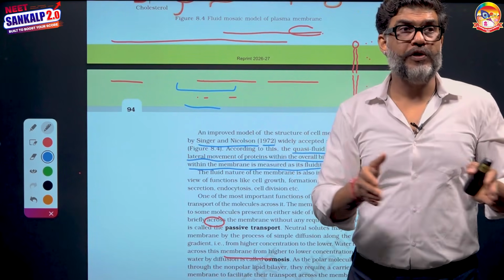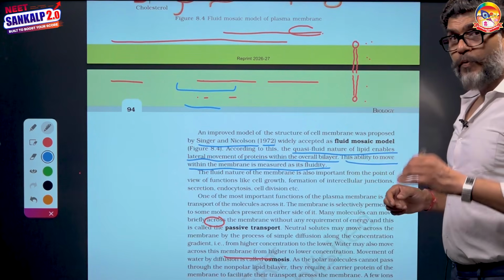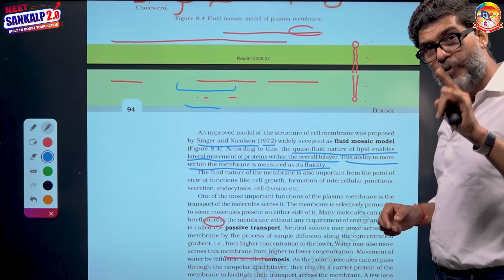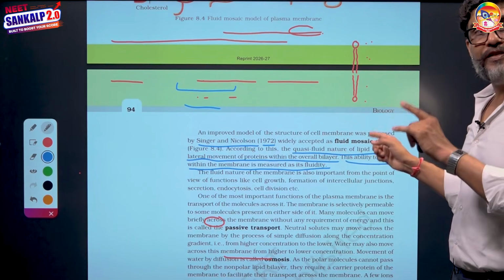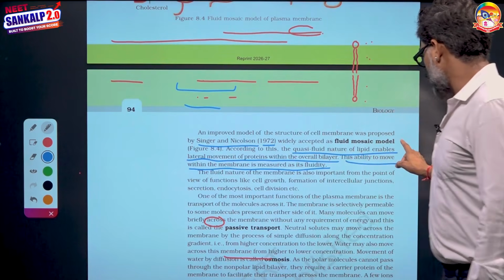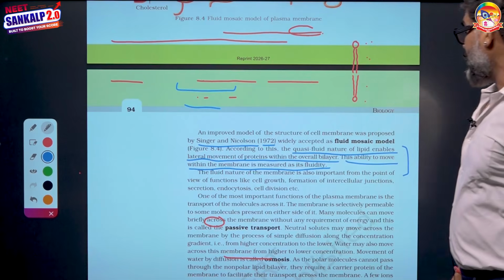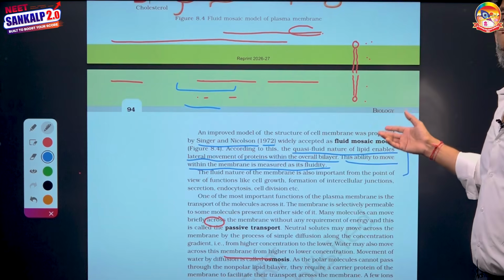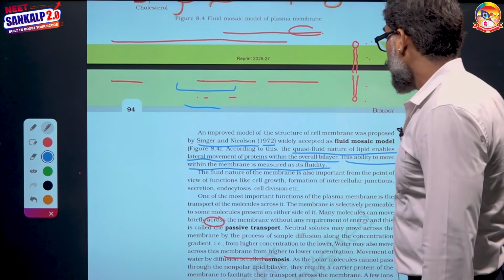Lateral movement of the protein is measured as the fluidity of the membrane. So fluidity is measured in terms of the lateral movement of a protein, and lateral movement of protein is sponsored by the quasi-fluid nature of lipids. So this paragraph is also very crucial from the exam point of view. So keep it in your memory. The fluid nature of the membrane is also important here. Various kinds of functions of the fluidity are mentioned here. Let me highlight them also.